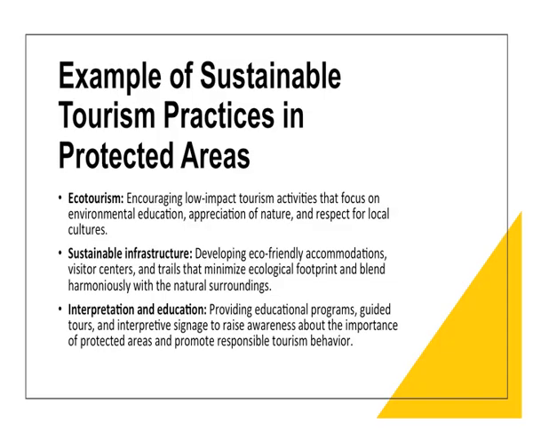Now, what are the examples of certain tourist practices which are sustainable in nature and carried out in various protected areas? Number one is ecotourism. It encourages low impact tourism activities which focus more on environmental education, appreciation of nature and respect for local culture. Second is sustainable infrastructure, which aims at developing eco-friendly accommodations, visitor centers and trails that minimize ecological footprints and blend harmoniously with natural surroundings. Also, interpretation and education, which provides educational programs, guided tours and interpretative signage to raise awareness about the importance of protected areas and also promote responsible tourism behavior.